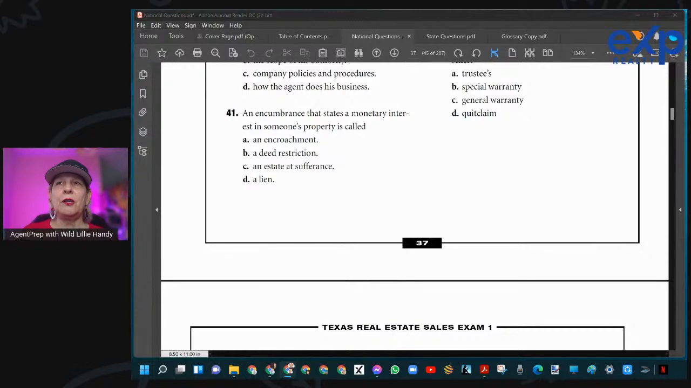Jen, I would go back and choose another one. It is not A. Think about it. What is an encumbrance? Something that's attached to the property. See, it says an encumbrance that states a monetary interest. Encroachment is not a monetary interest. Okay, so an encumbrance that states a monetary interest in someone's property.